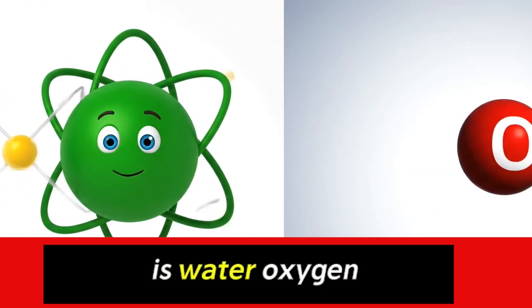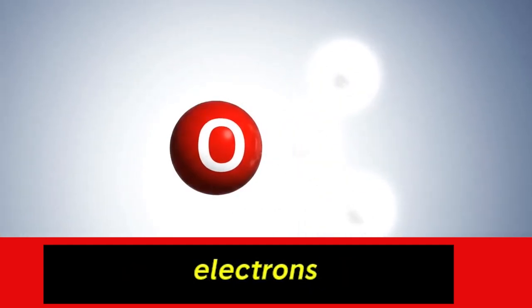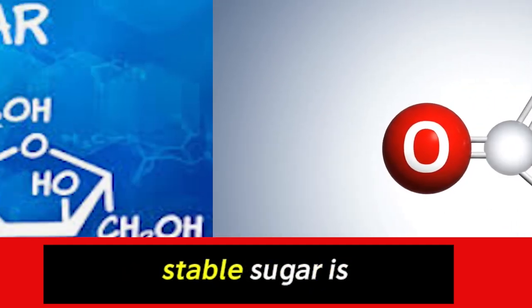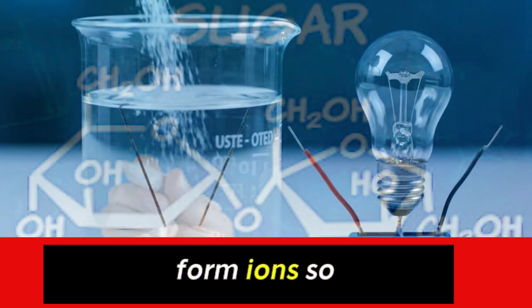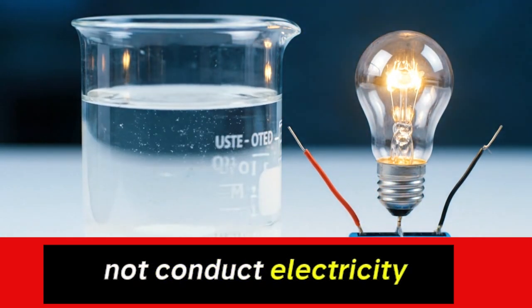A good example is water. Oxygen and hydrogen share electrons. This makes water stable. Sugar is also covalent. When sugar dissolves in water, it does not form ions, so sugar water does not conduct electricity.